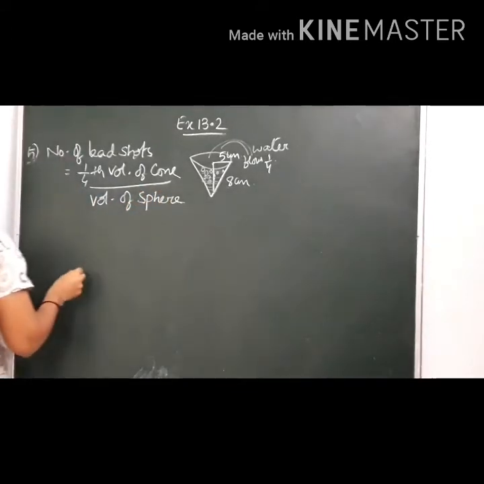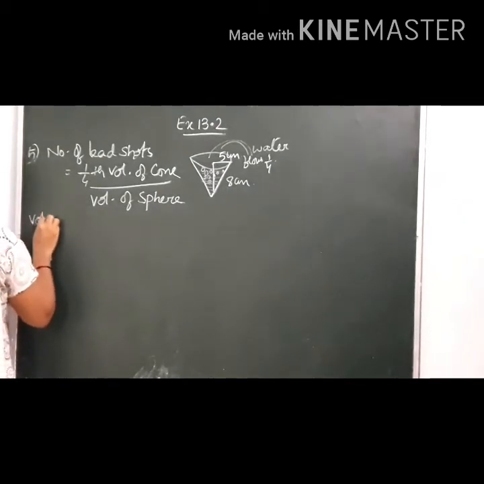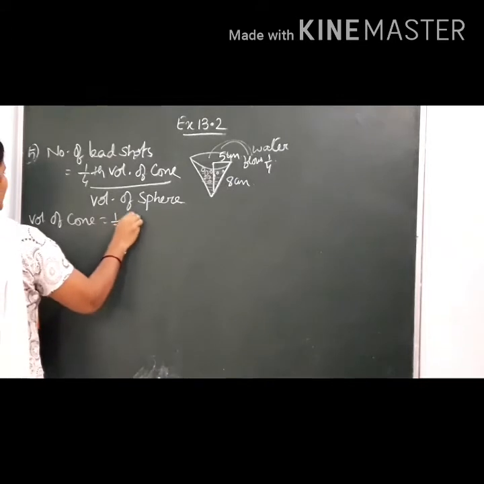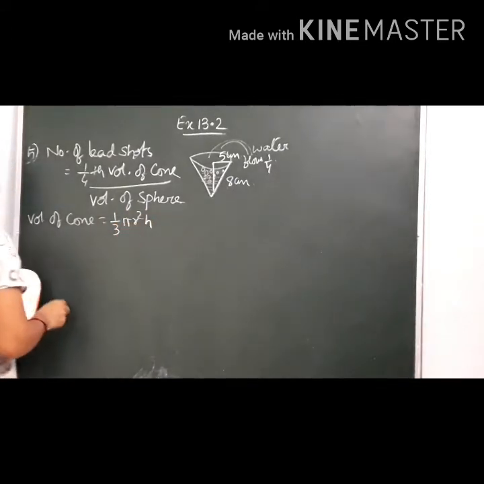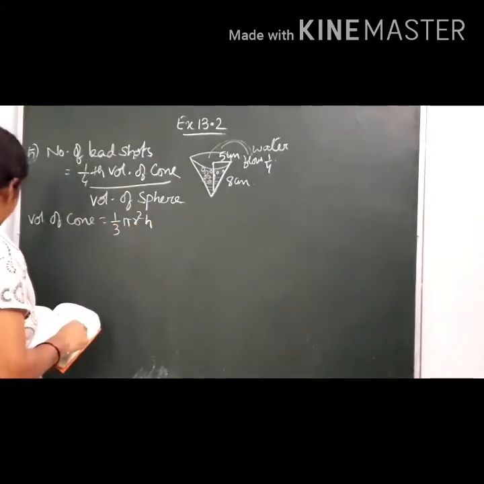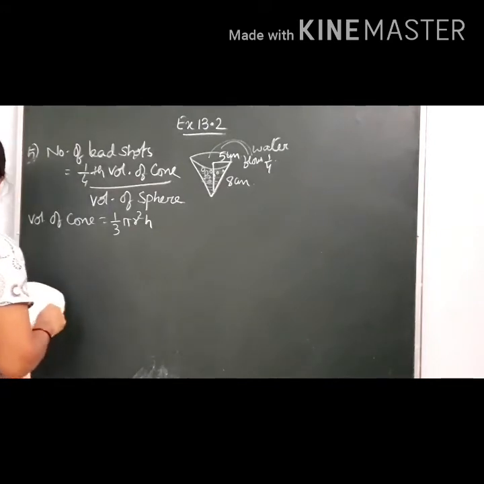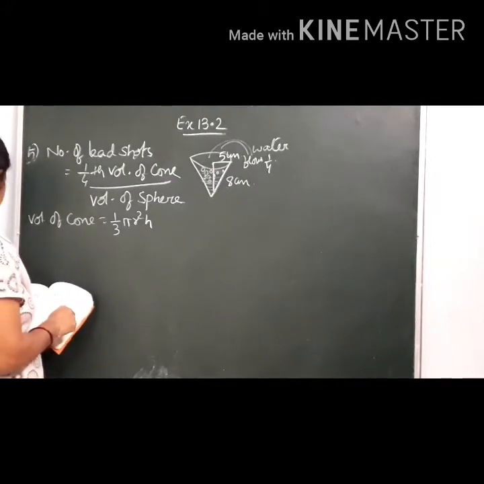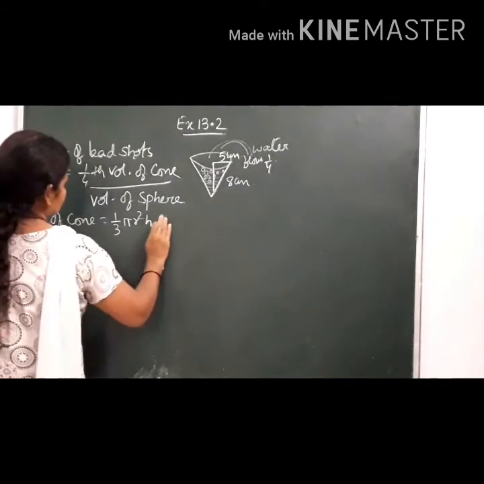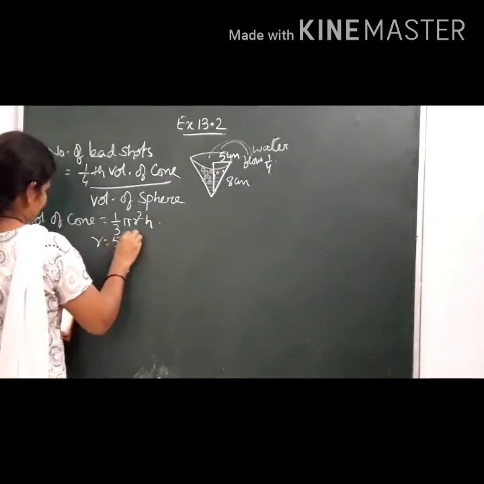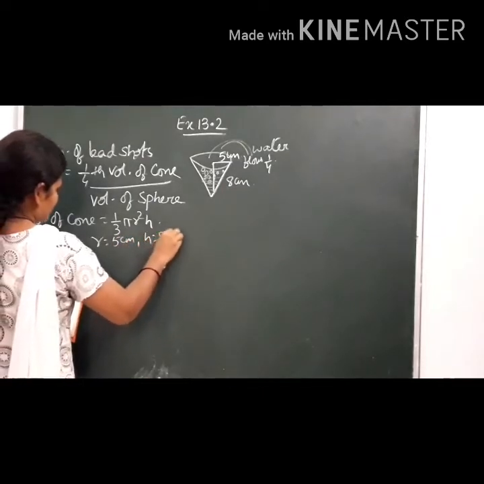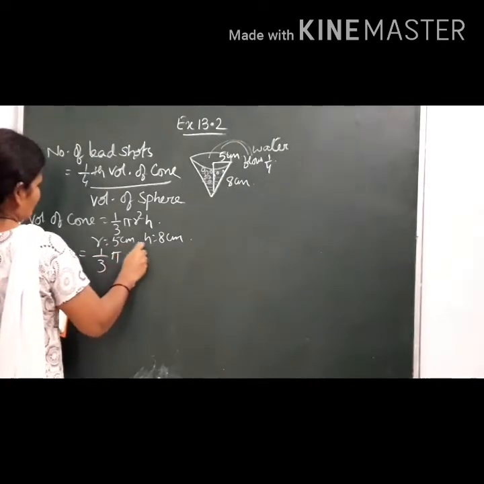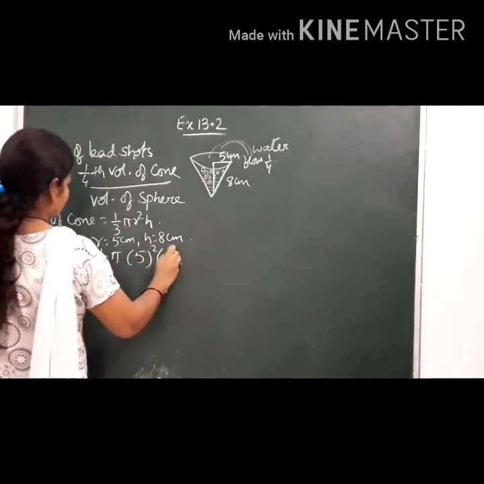First of all, find the volume of the cone. The volume of a cone formula is 1/3 pi r square h. What is pi here? 22/7. Here r is 5 centimeter and height is 8 centimeter. So the volume of the cone is equal to 1/3 pi, 5 whole square into 8.